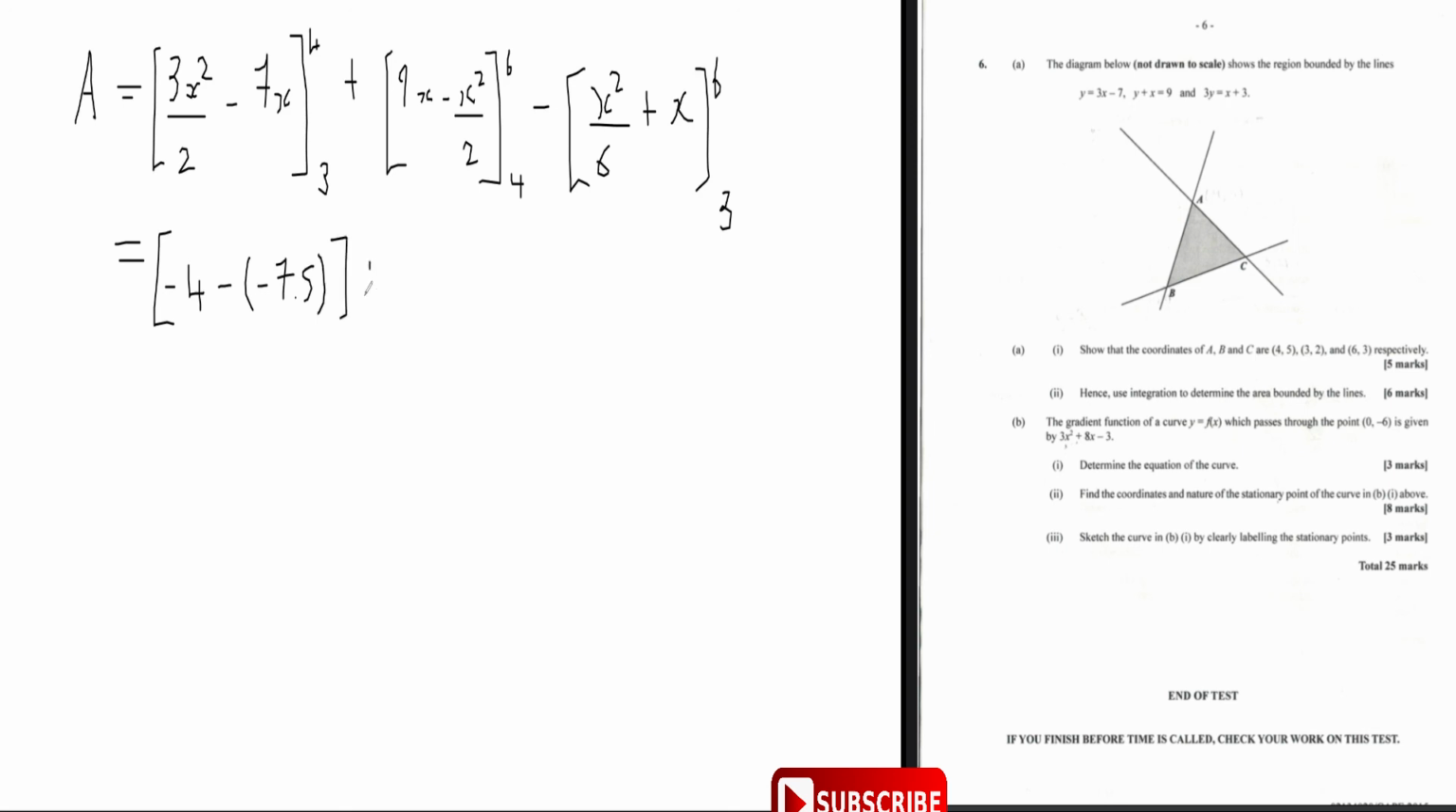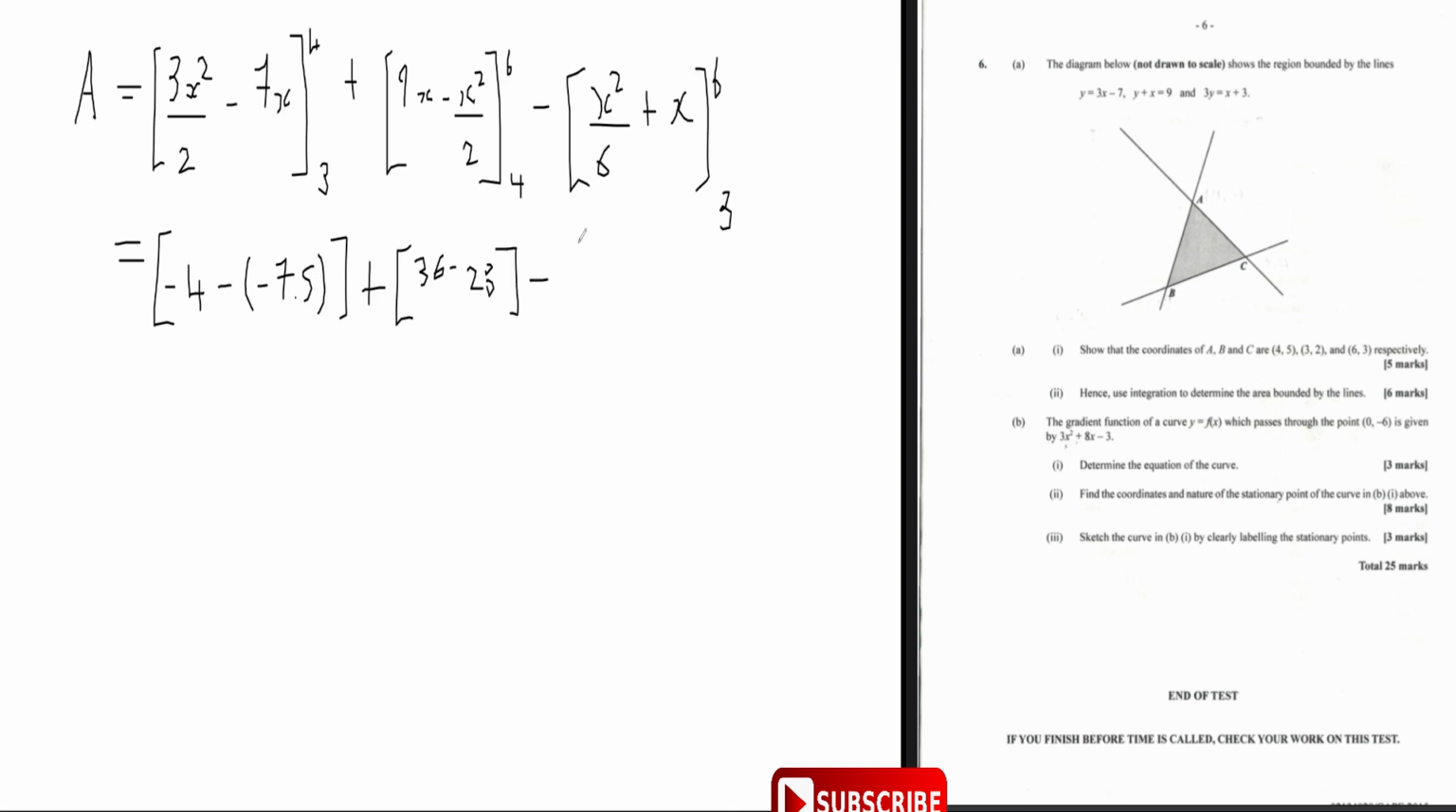Plus, now I need to put in this now, which is 6 and 4. When I put in 6, I get 9 times 6 minus 6 squared divided by 2. I get 36 to be the answer. Then I put in 4. I'm going to get 9 times 4 minus 4 squared is 16 divided by 2. I get minus 28. 36 minus 28.